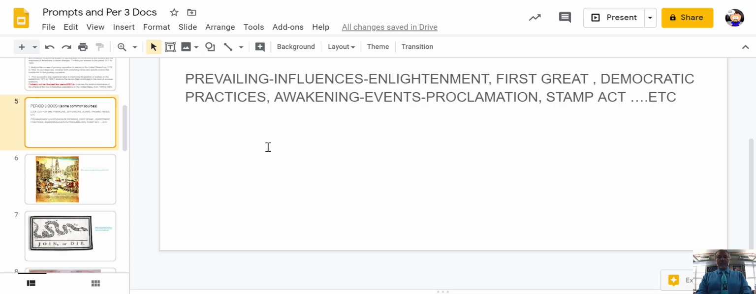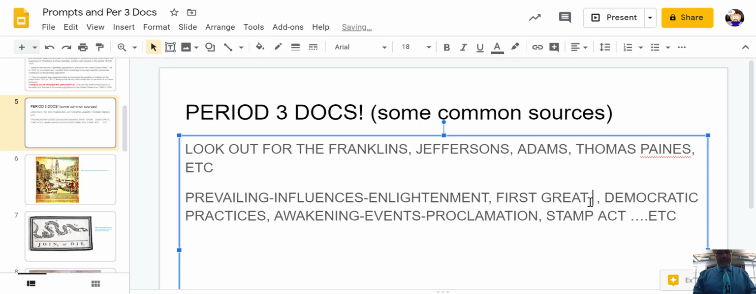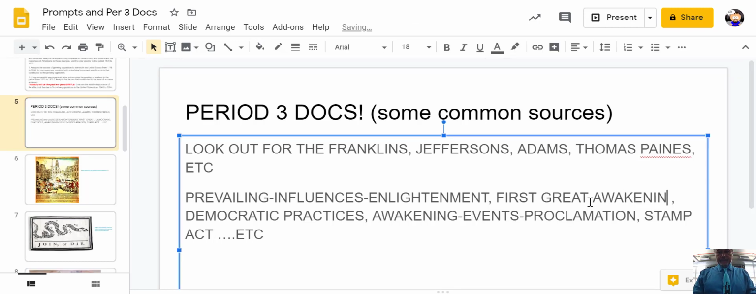Let's just go through what you would look for in period 3 docs. Look out for the Franklins, the Jeffersons, especially being the primary author of the Declaration of Independence, John Adams, being there at the first and second Continental Congresses, Thomas Paine's, of course, Common Sense or The Winter of Our Discontent, really on that December, prevailing influences like Enlightenment, First Great Awakening. I put First Great there, so I'll edit right here real quick. Democratic practices. Oh, there's that awakening.